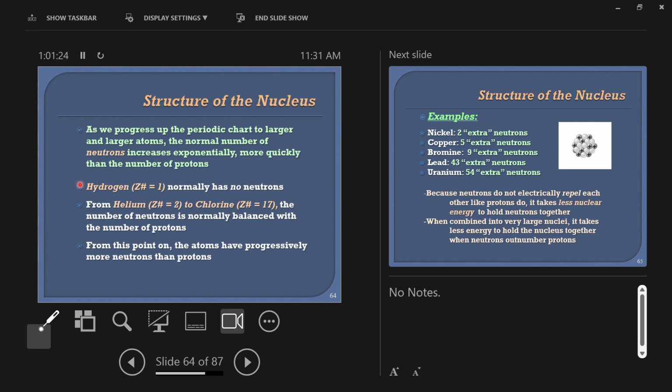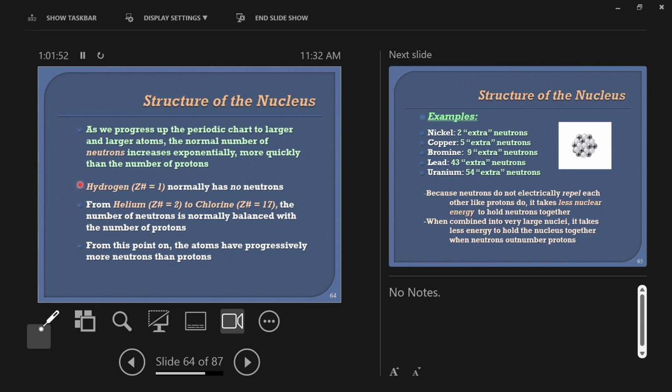Okay? So look at, I don't know, any of these. Just go to helium, okay? Top right. What's the atomic number for helium? 2. What's the atomic mass? 4.0026, right? So take away 2. What's left over? 2.006. So roughly speaking, there's 2 neutrons in that helium atom.